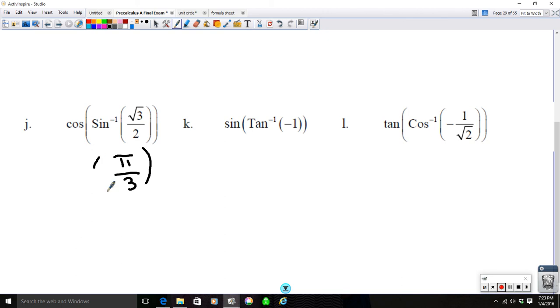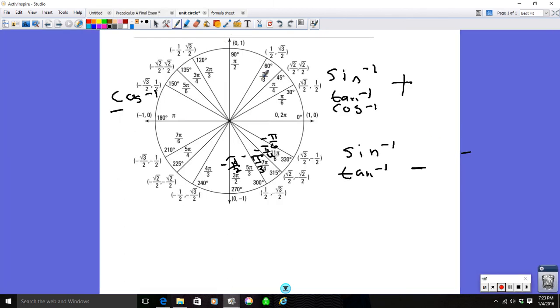Then it is asking, what is the cosine, not inverse cosine, but the cosine of pi/3. So go to pi/3 on that unit circle, and cosine, sine. Cosine is going to be equal to 1/2.